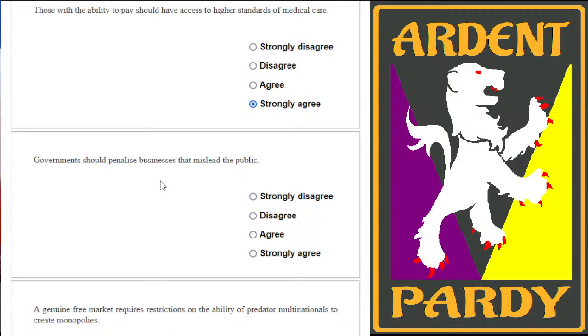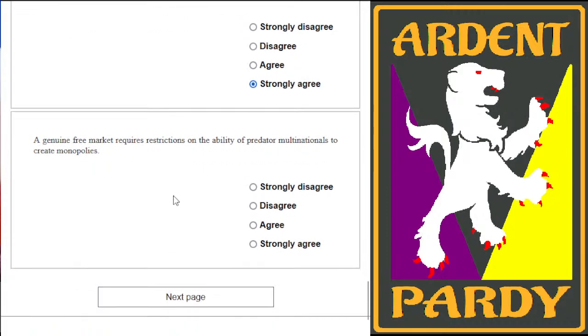Governments should penalize businesses that mislead the public. I strongly agree with this. If a business lies to the public, like for instance saying that a treatment is perfectly safe, they shouldn't collaborate with those companies. They should actively fight them. A genuine free market requires restrictions on the ability of predator multinationals to create monopolies. I'll lightly agree.